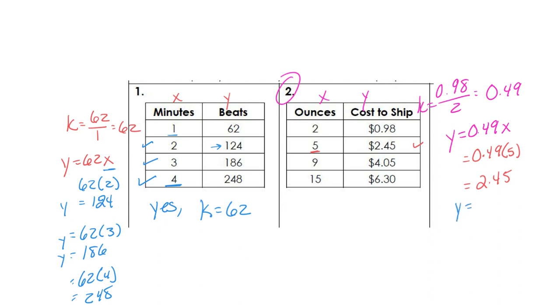Now y equals 49 cents times 9. And that gives us $4.41. Why? Well, I have $4.05, but the math worked out to be $4.41. So this is not proportional.